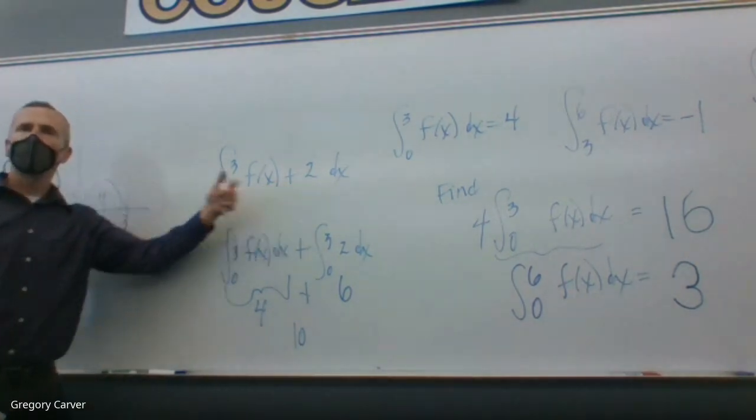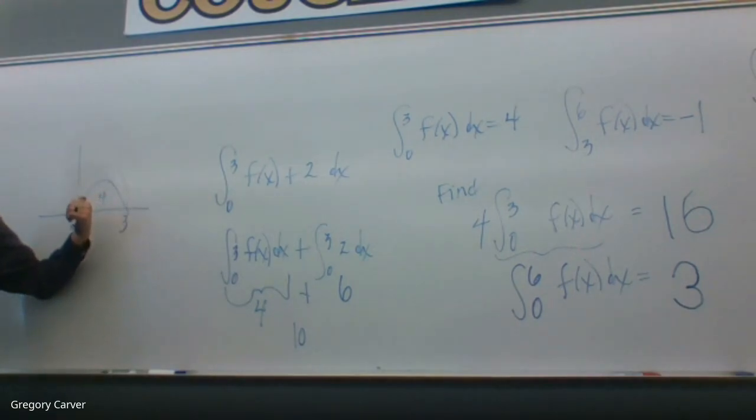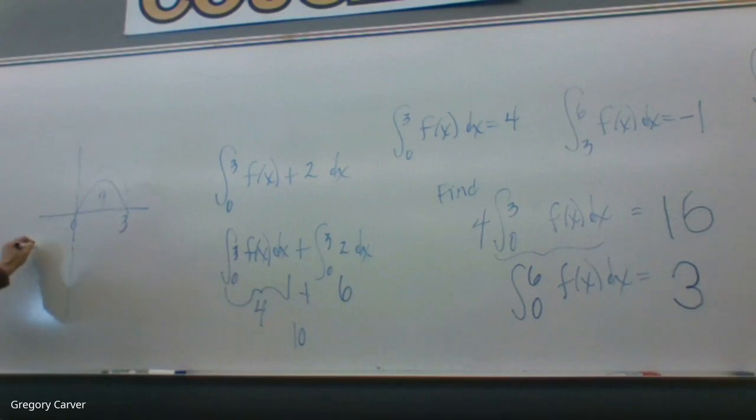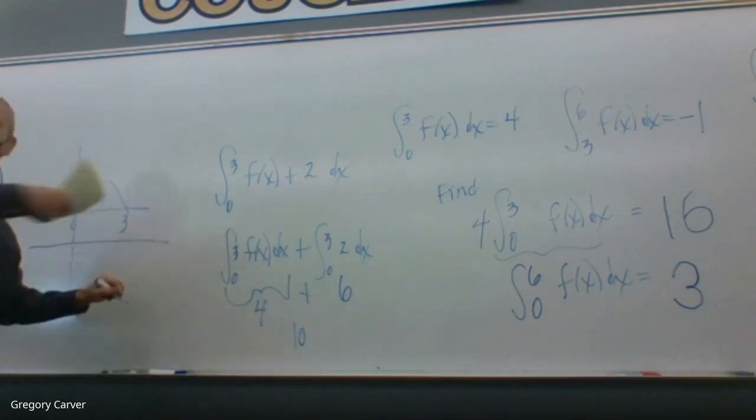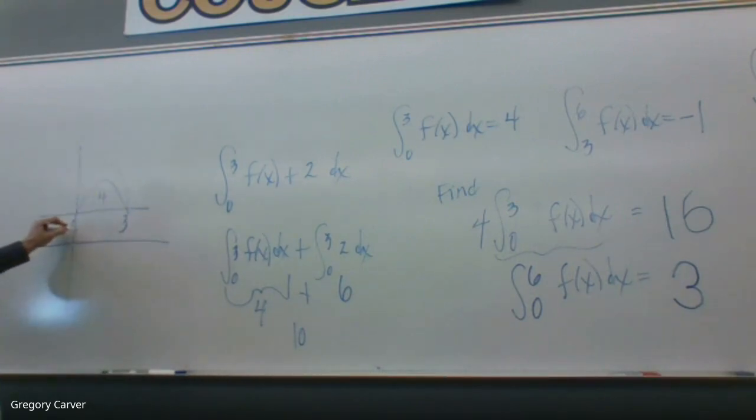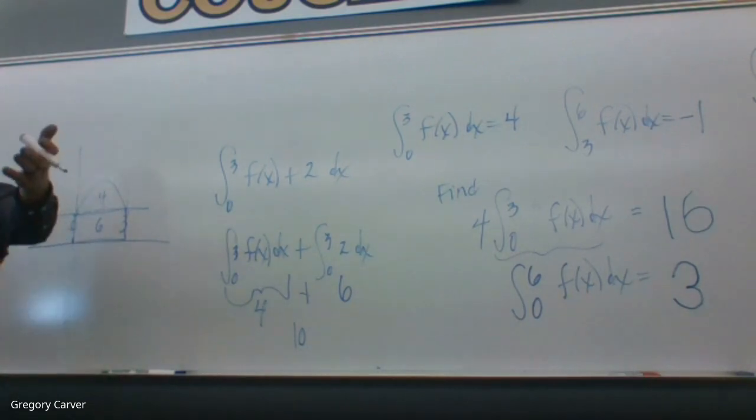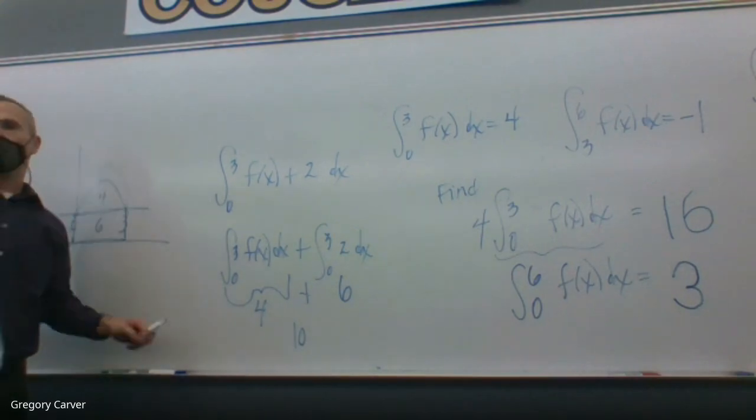What's this 2 do to f of x? Moves it up. So what I'm doing is inserting a box of area underneath that curve that is 2 units tall. This is now the x-axis rather than redrawing it. I stick this box underneath it. This box is an area of 6, 2 tall, 3 wide. That makes sense. You can do them separately, or you can just shift it, right?